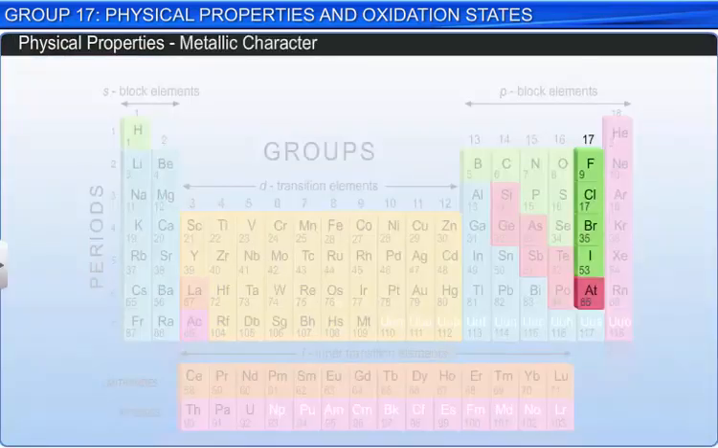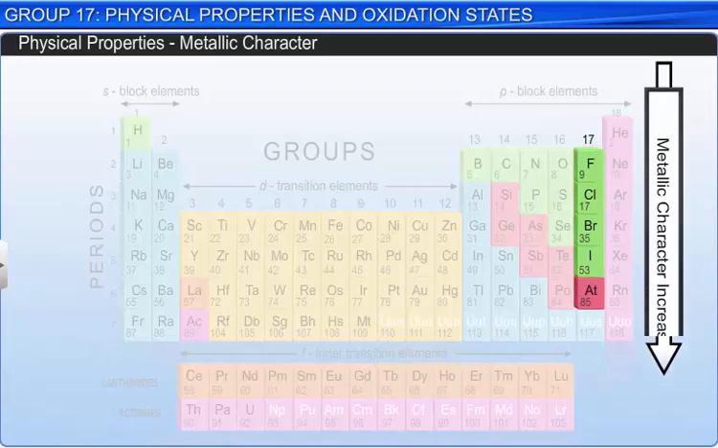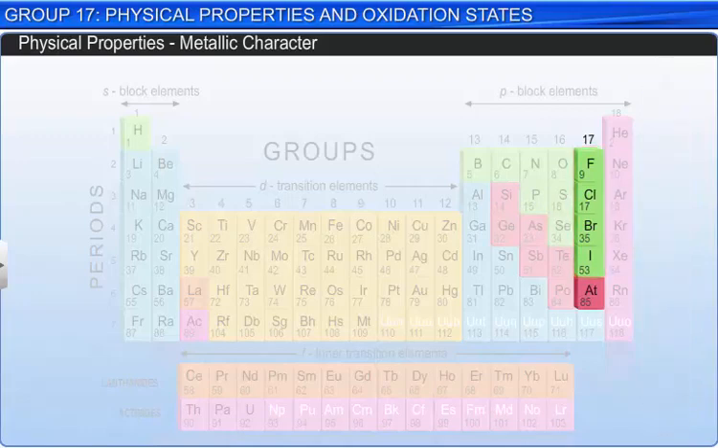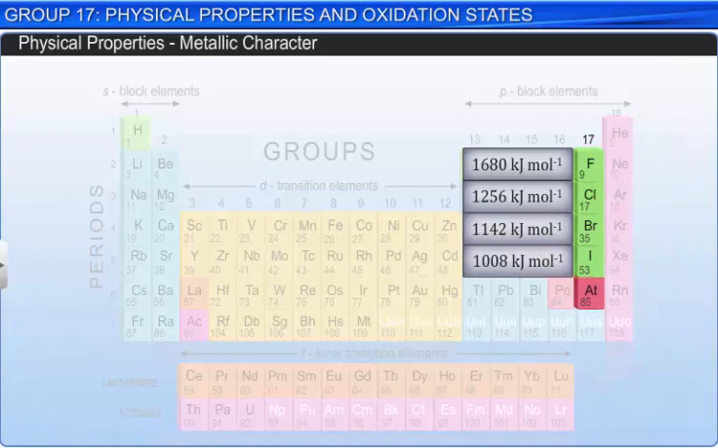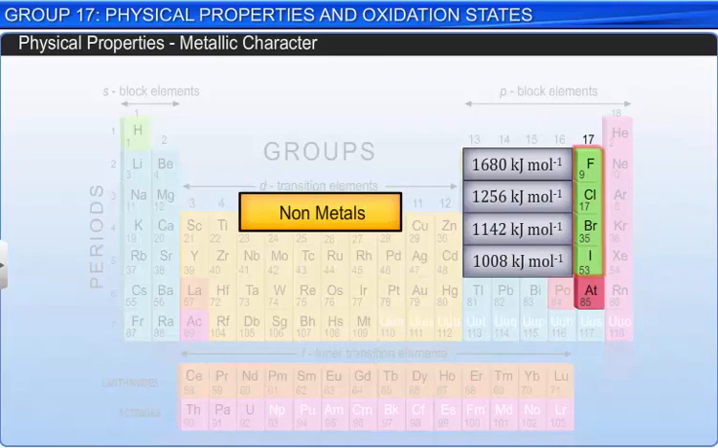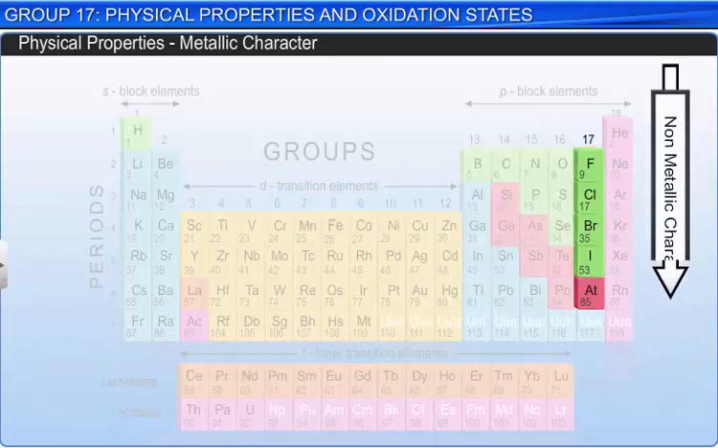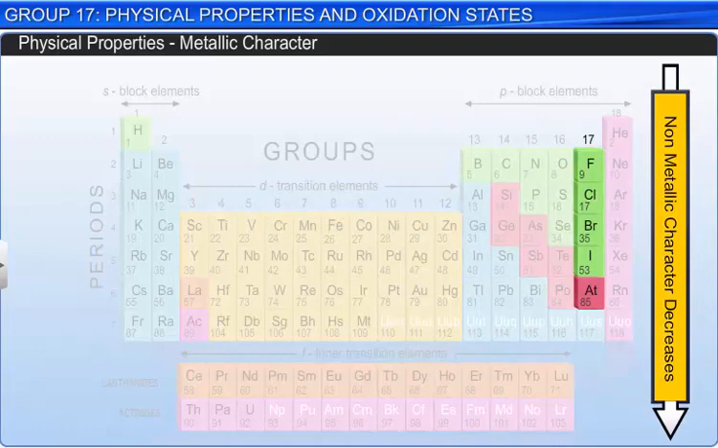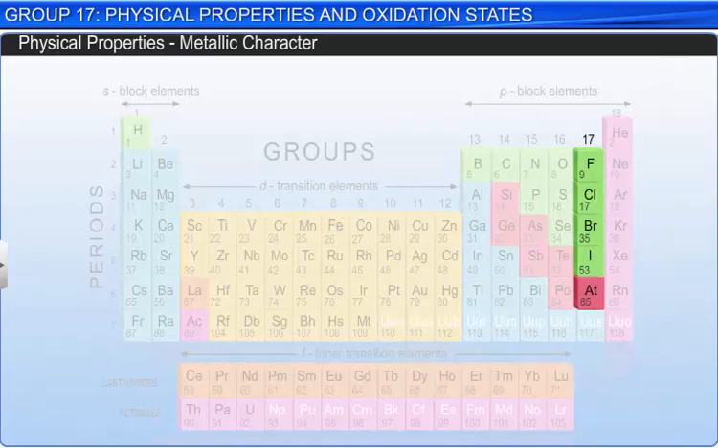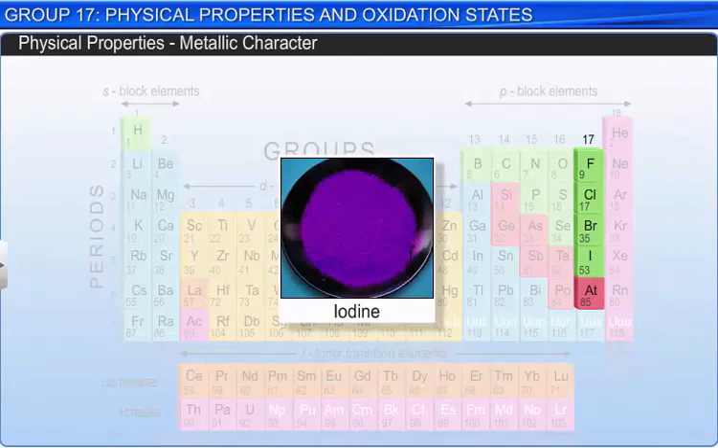You know that as you move down in a group, metallic character increases. The same trend is observed for group 17 elements. Due to high ionization enthalpy values, all these elements are non-metallic in nature. The non-metallic nature decreases as we move down the group. Therefore, the last element, iodine, is a solid with a metallic luster.